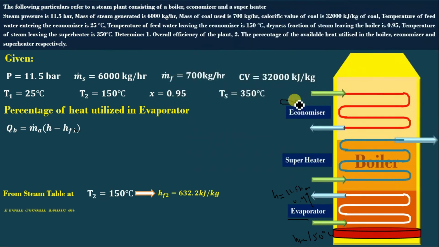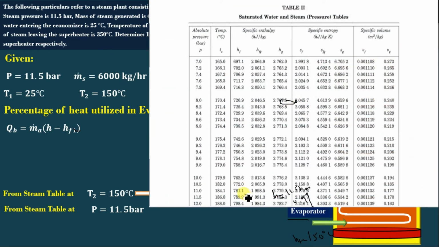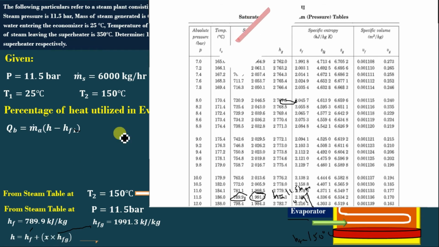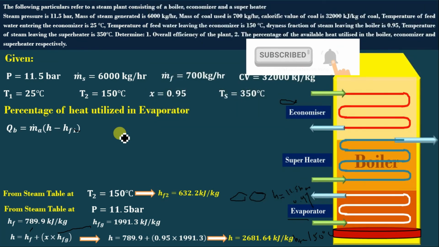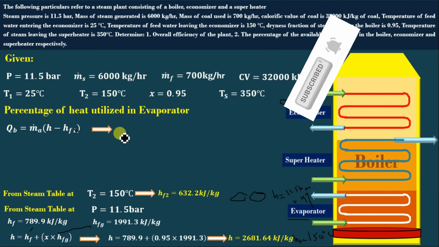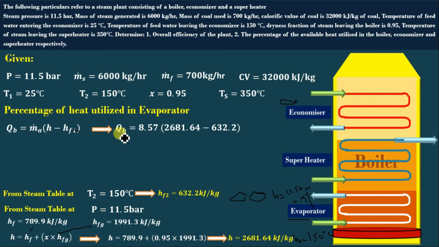Now to find out H, we have 11.5 bar. Take for 11.5 bar our HF, that is 789.9 kilojoule per kg, and similarly HFG, 1991.3 kilojoule per kg. Use the formula H is equal to HF plus X HFG. This one is taken from the steam table, this one also taken from the steam table. X value is given in the question, that is 0.95, and H becomes 2681.64 kilojoule per kg.